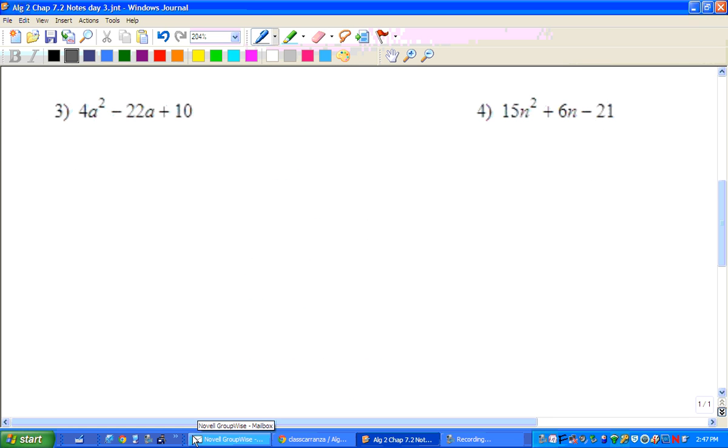Number 3. Now, you'd be like, Mr. Grice, when does this work? Well, it works anytime you can split the middle term. So anytime you have a 4-term polynomial. But like, Mr. Grice, we don't have a 4-term polynomial. Well, that's why we split it.